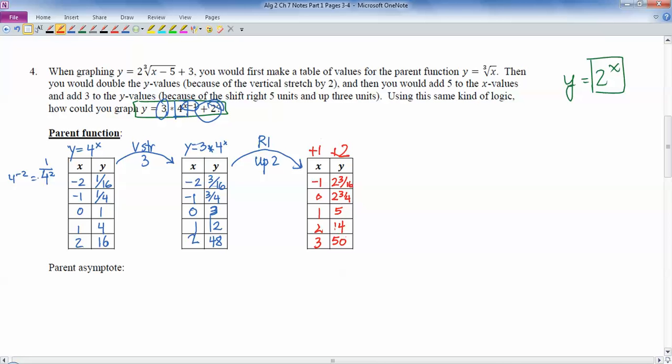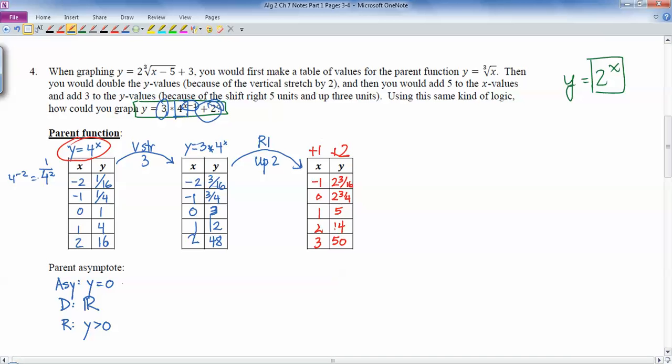Now, before I graph the thing, let's do the parent asymptote. Anything to the x by itself has an asymptote of y equals 0, right? Just like above, 2 to the x had y equals 0, so 4 to the x has y equals 0. The domain, well, you can plug in any x you want. It's all real numbers. And the range, well, that's just all positives, right?